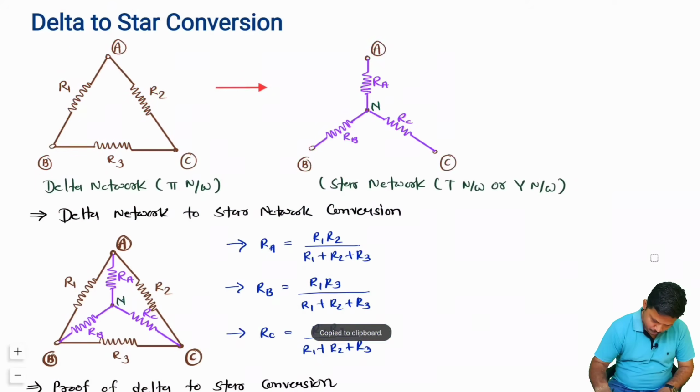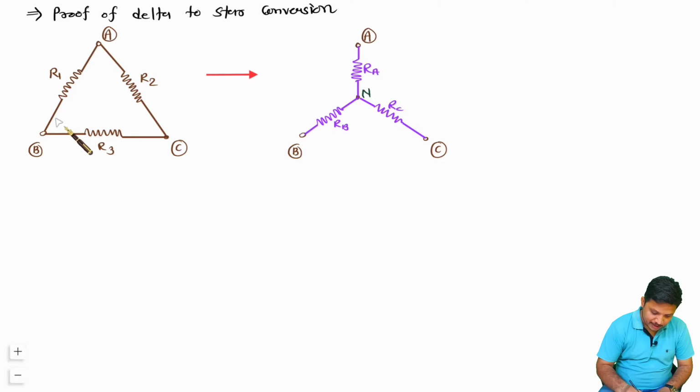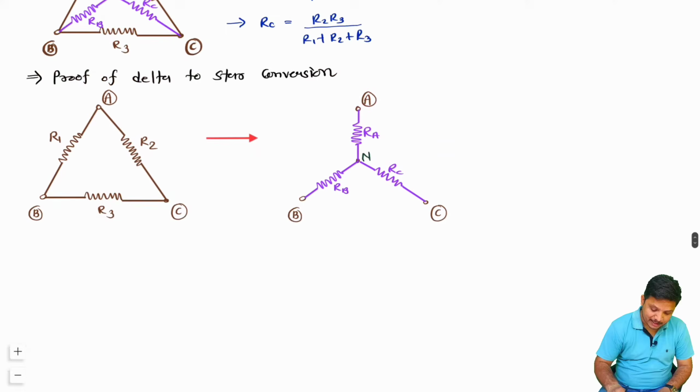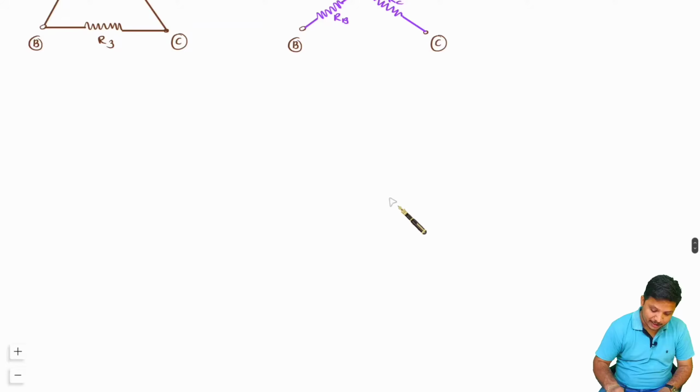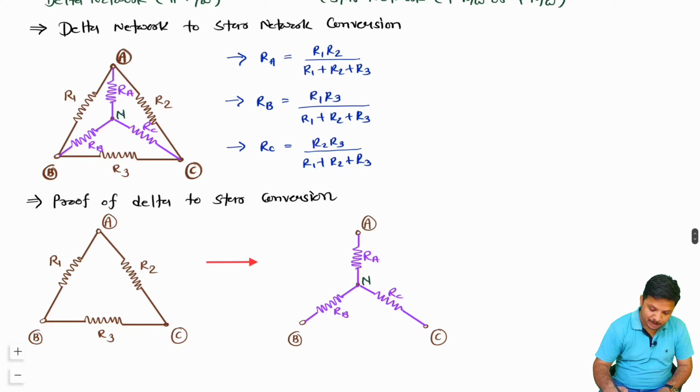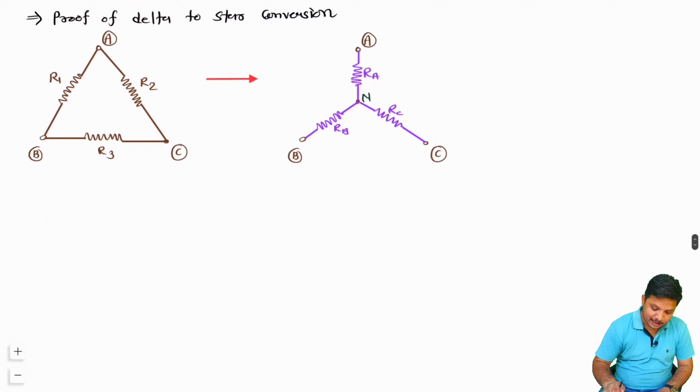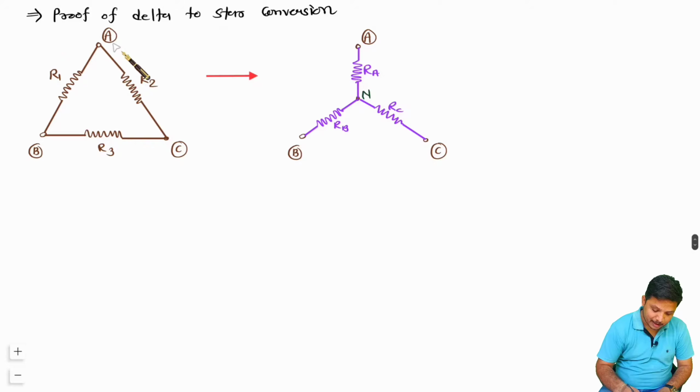Now here you can see we have delta network, with R1, R2, R3, and we have star network with RA, RB and RC. So to have a proof of RA, RB and RC as per the explanation which I have given over here, all we will be doing is I'll be considering that node A, node B and node C that is not connected in any network for both of these cases.